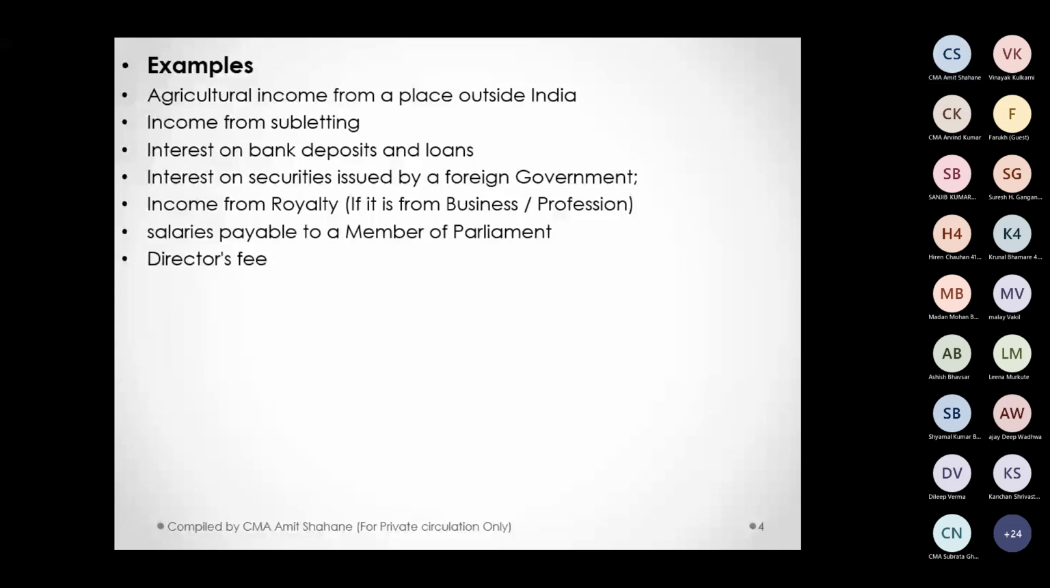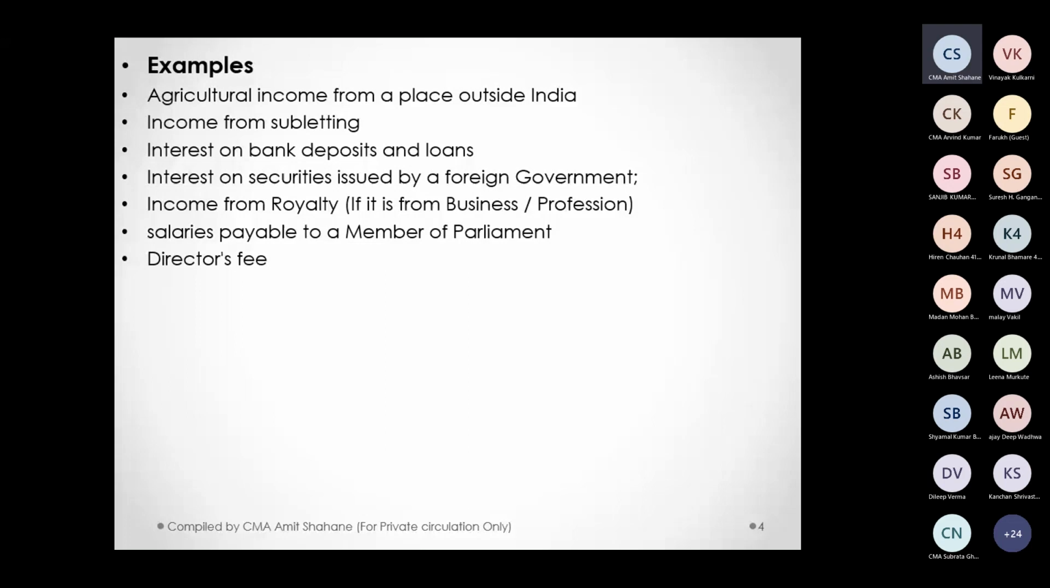Then, salaries payable to members of parliament. All these MLAs, MPs, whatever salary they get, that is chargeable under the head income from other sources. Why? Because they are elected representatives, and therefore the employer-employee relationship is not there. Though it is called salary, it is not chargeable under the head income from salary, but under the head income from other sources.